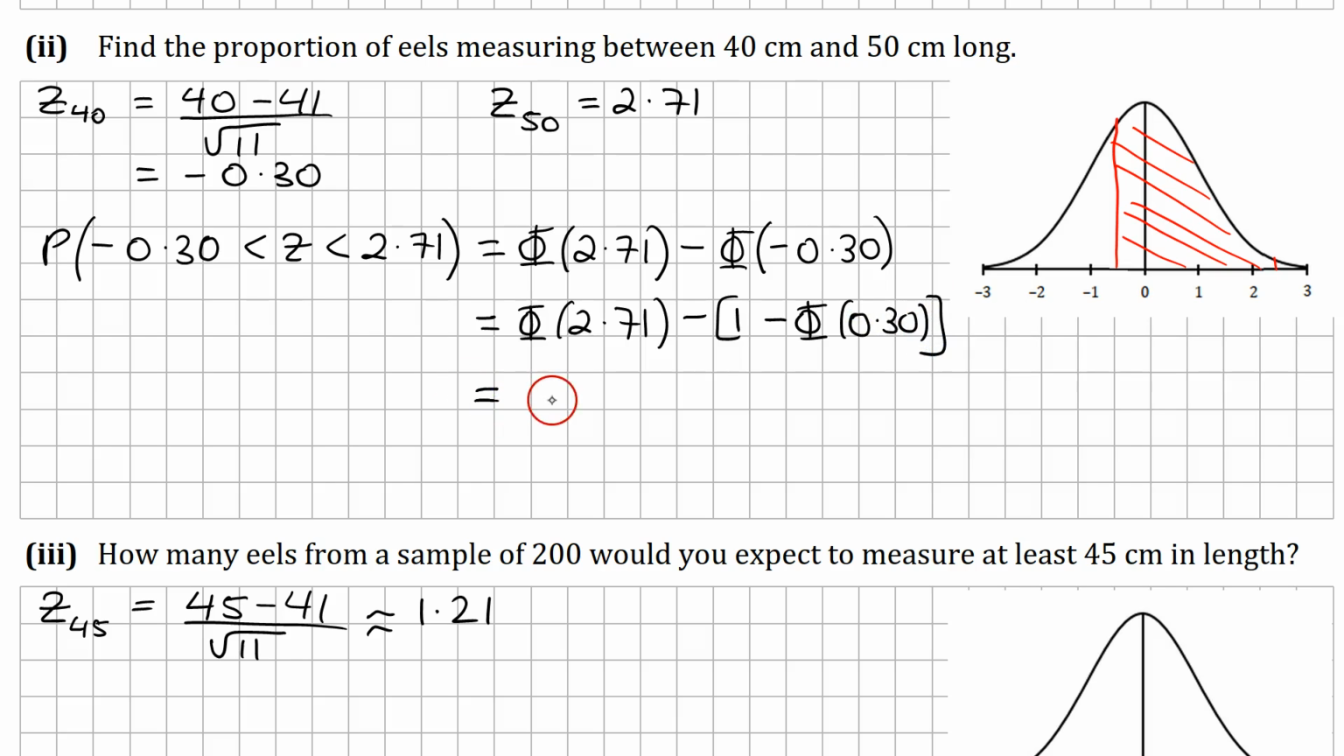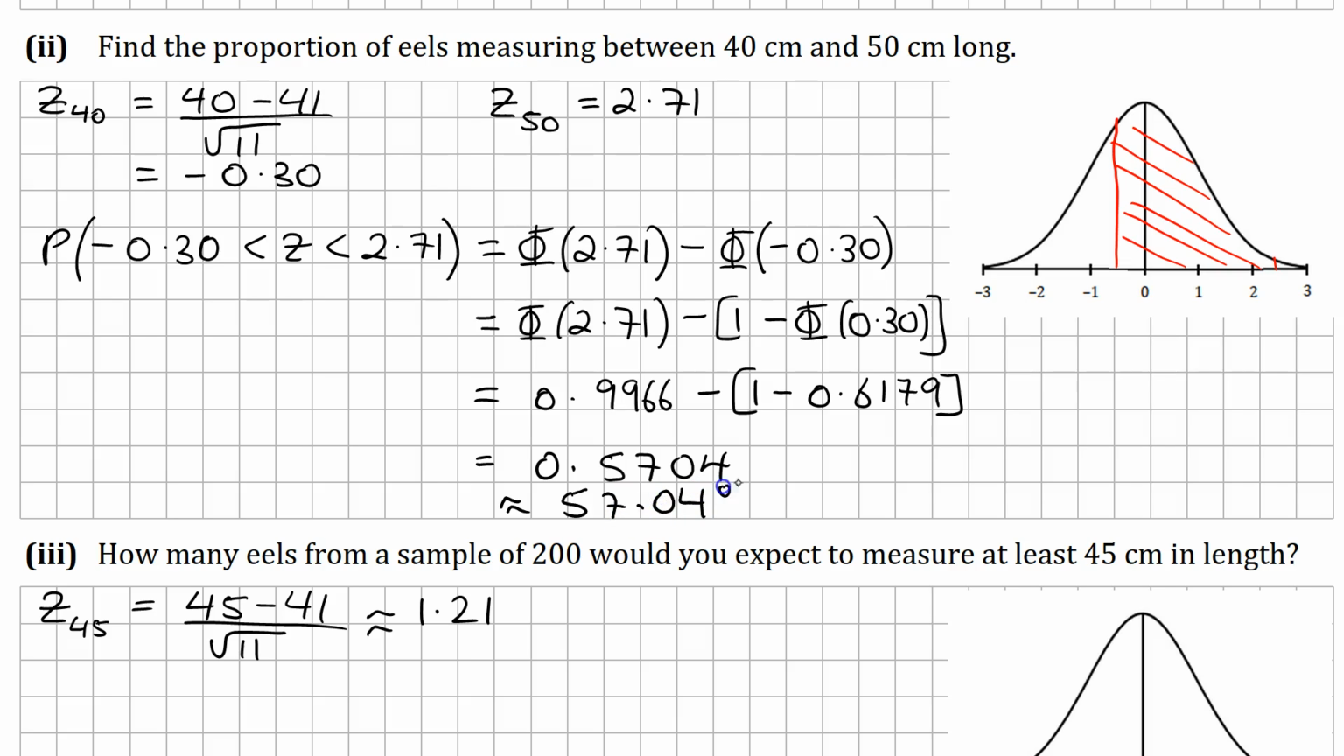Looking up these z scores then, I have 0.9966, we had got that already, minus 1 minus the other value. Again, be careful with your use of brackets here: you have a minus in front of that square bracket that needs to be distributed. And then all of that into the calculator gives me 0.5704, which as a percentage is approximately 54.04%.